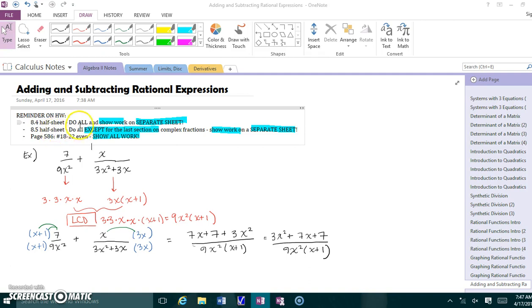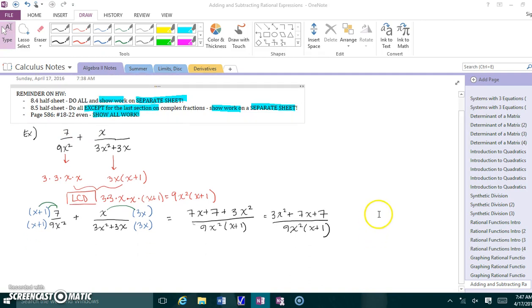Then you have an 8.5 half sheet. That's what we started in class on Friday and what I'm finishing up in this video. Do everything except that last section on complex fractions. Again, separate sheet. And then this bookwork. Show your work for the bookwork as always if you want credit.